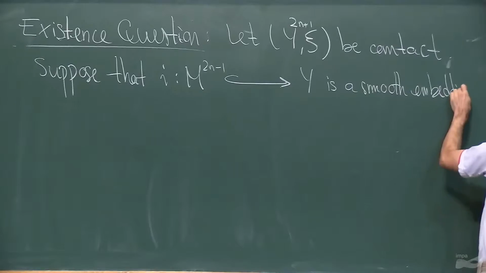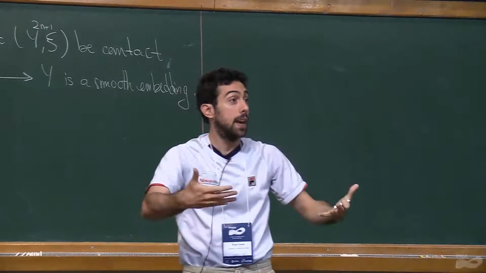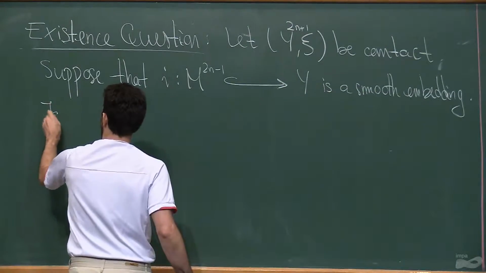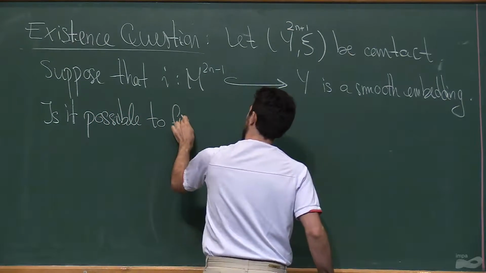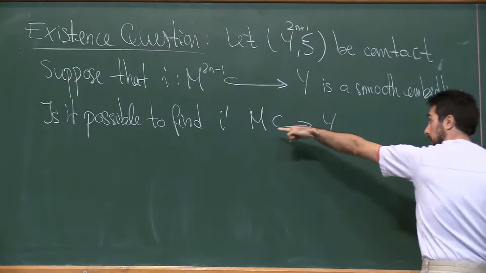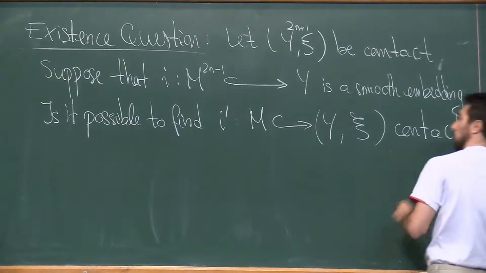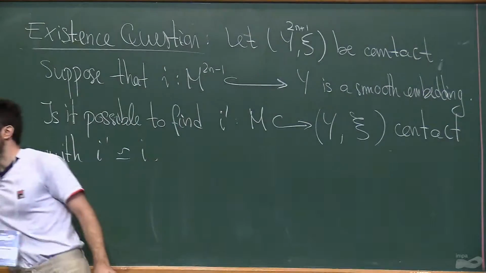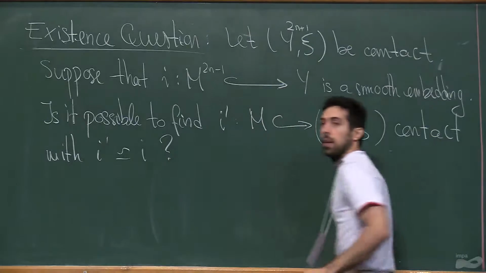Is it possible to find a smooth isotopy of this embedding? That is to say, is it possible to deform the submanifold M such that at the end the submanifold M is contact itself? Okay? So is it possible to find an embedding I prime which is now isotopic to I, but this embedding is now contact? With I prime isotopic to I, and again, I won't remind you of that again, but isotopic means almost contact isotopic to I. Okay? So that's the question. Is the question clear?